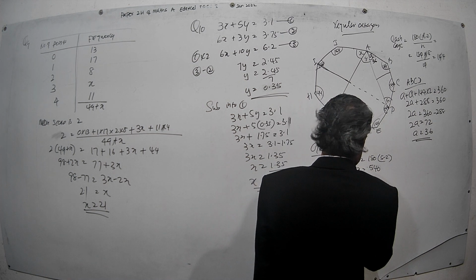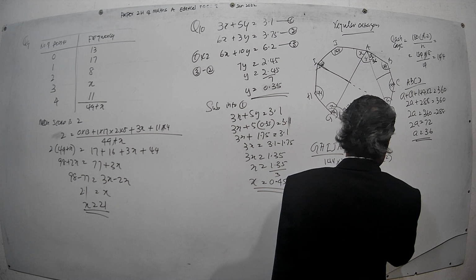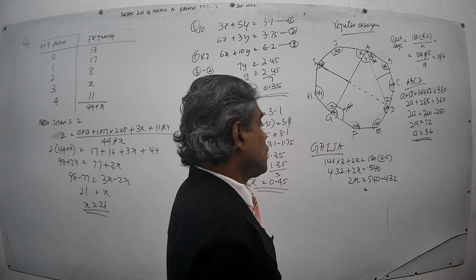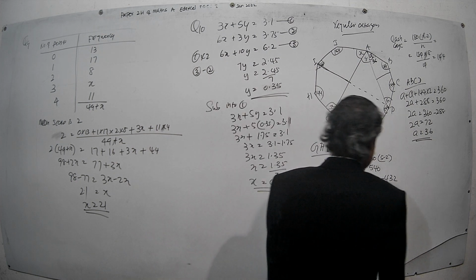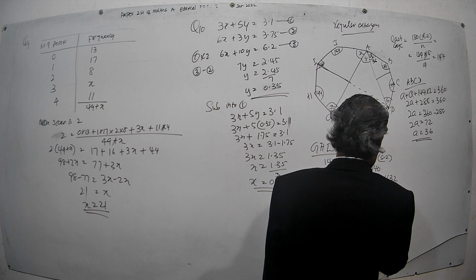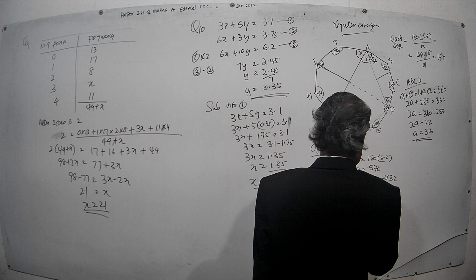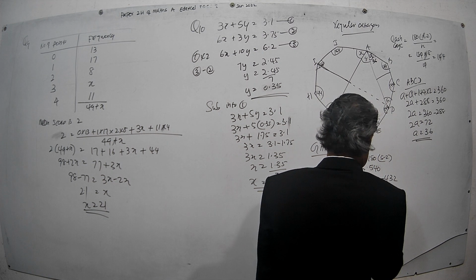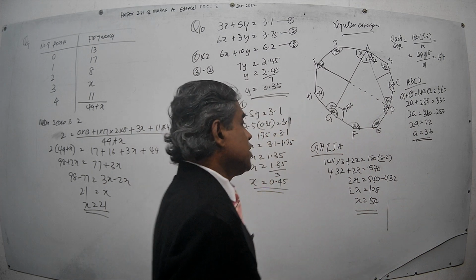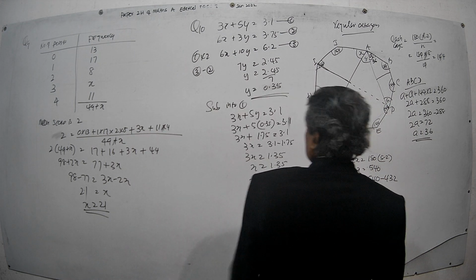Then 2x equals 540 minus 432, which gives 108. So 2x equals 108, then x equals 54. Then we will apply the other one.